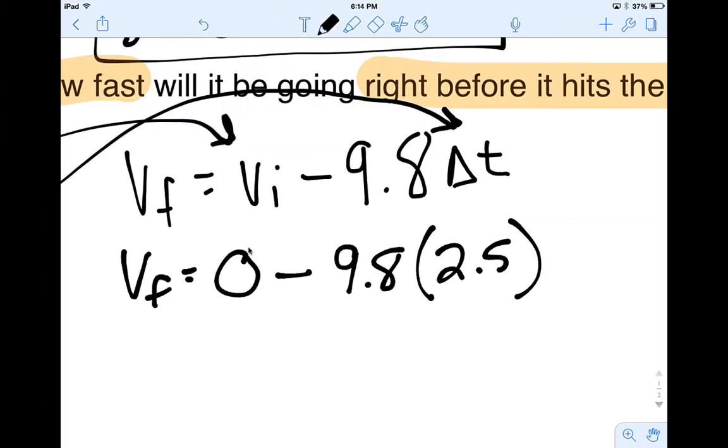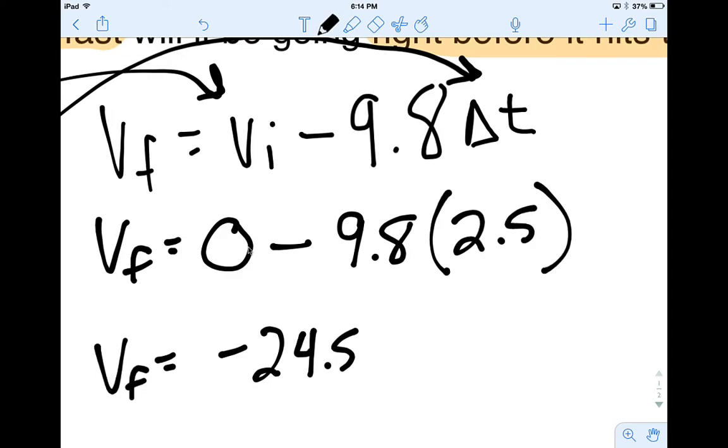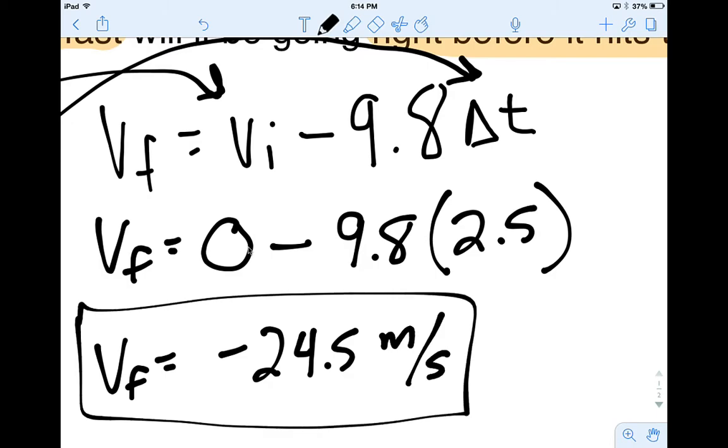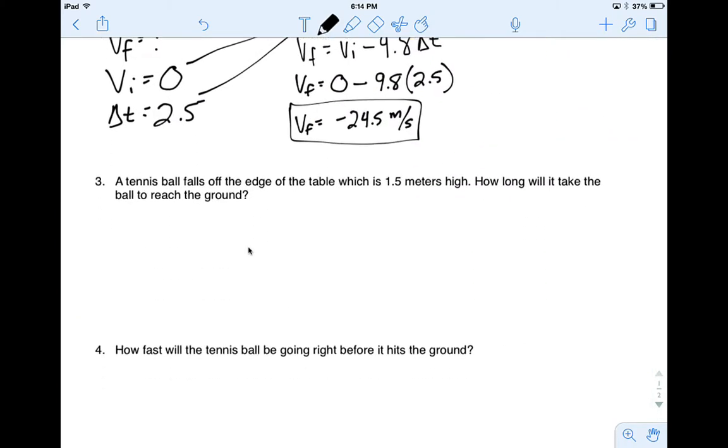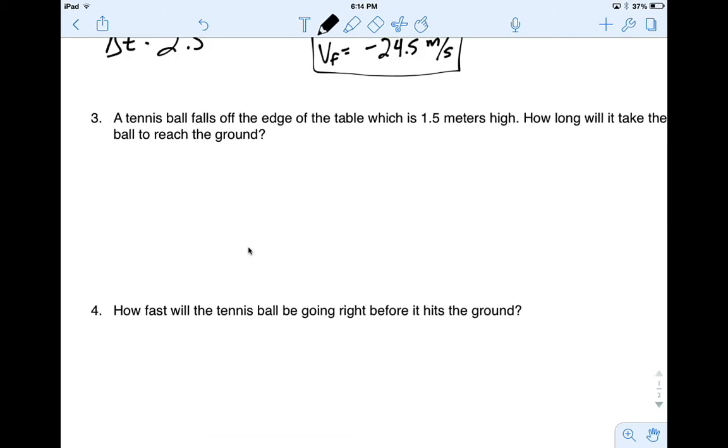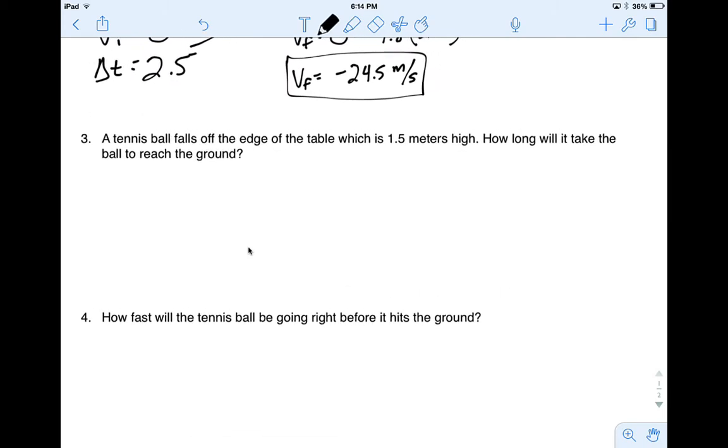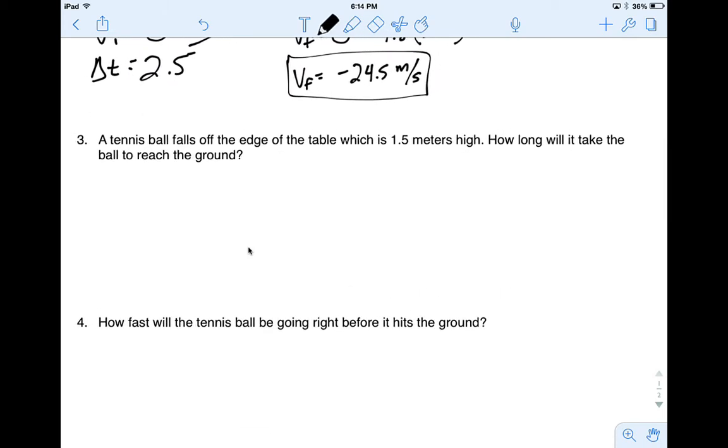Nice. Negative 24.5. And that is a velocity, which means it needs to be meters per second. Nice. There's our answer. Okay, let's go on. A tennis ball falls off the edge of the table. How long will it take the ball to reach the ground? The table is 1.5 meters high.